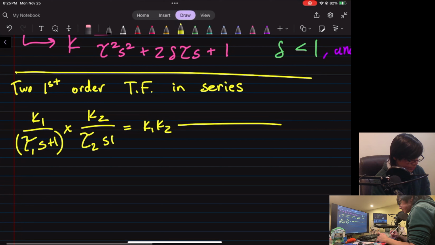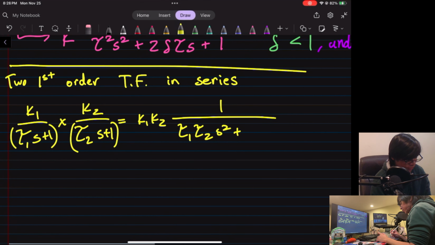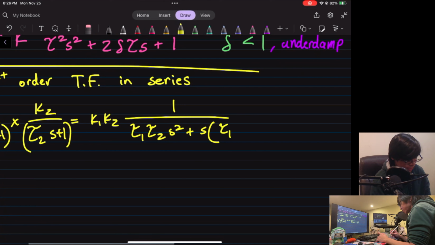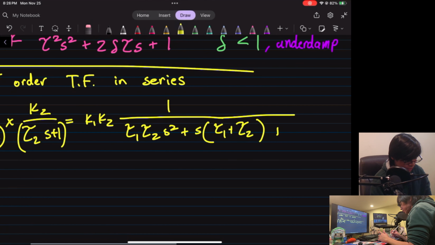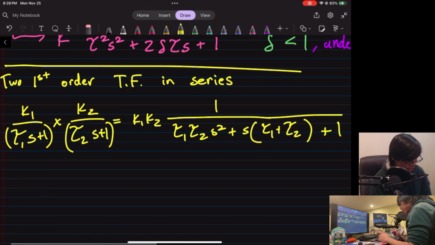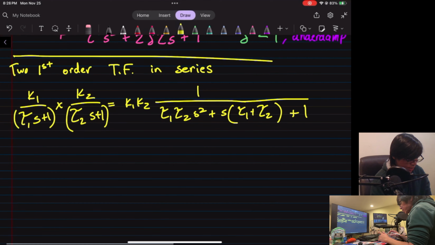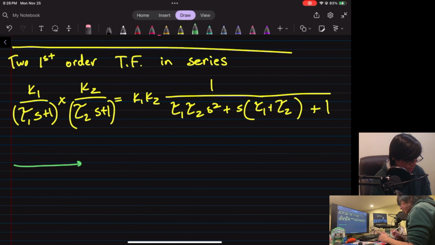So I'd multiply the denominator. That would be tau 1 tau 2 s squared, plus, I'll factor out an s, tau 1 tau 2 s, tau 1 plus tau 2, I should say, and then just 1. So tau 1 tau 2 s squared, and then tau 1 s plus 1 times tau 2 s plus 1: factor out an s, and then 1 times 1.